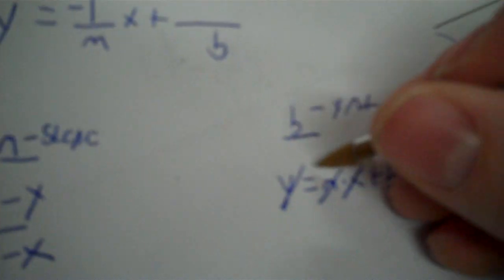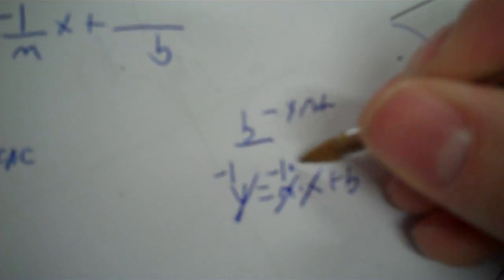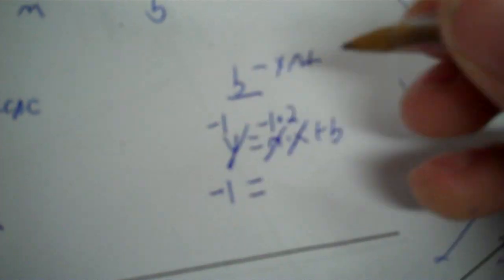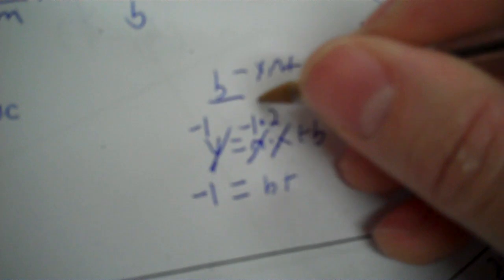Now your b. y equals m times x plus b. So my m is -1. And then you can use either point. I'll use -1 and 2. So -1 equals b plus, then I take -1 times 2, that's -2. Then I add 2 to each side, and -1 plus 2 is +1.